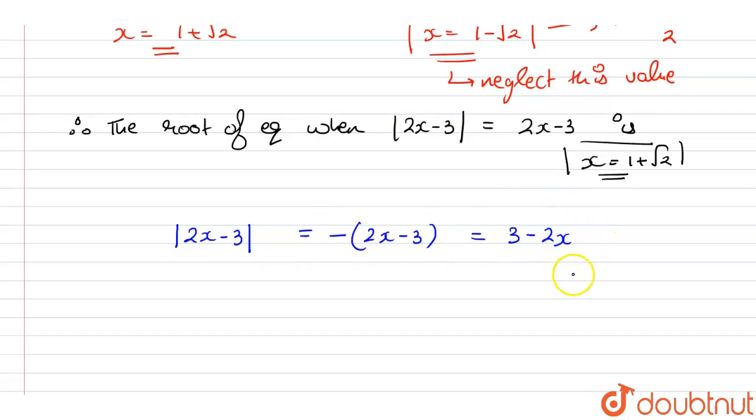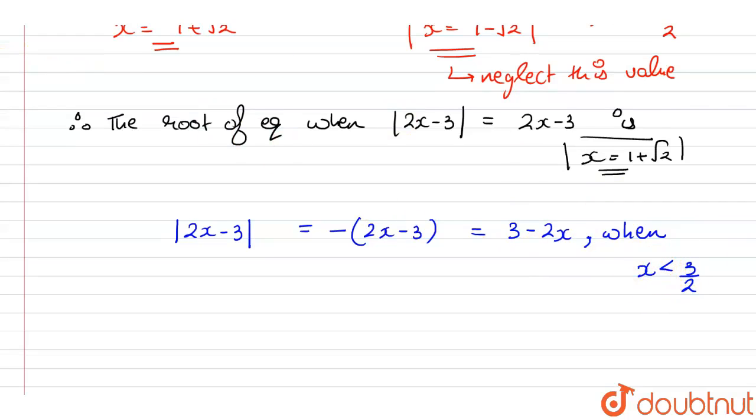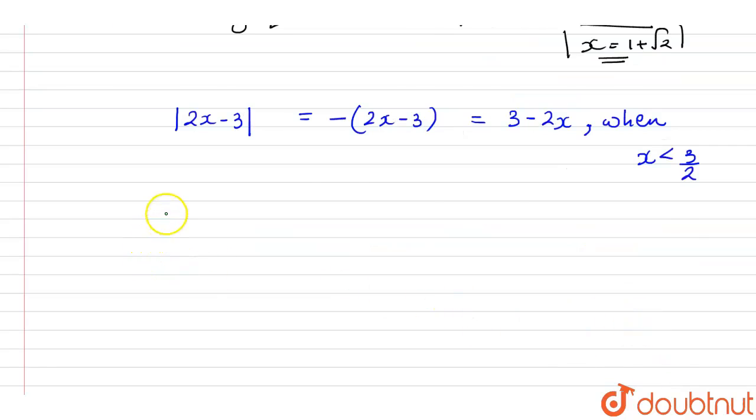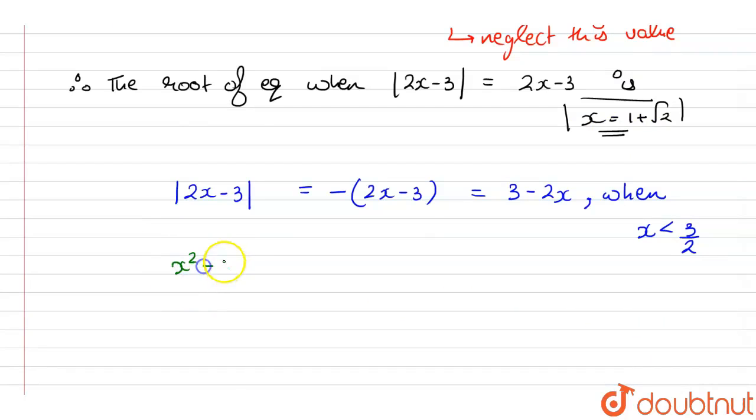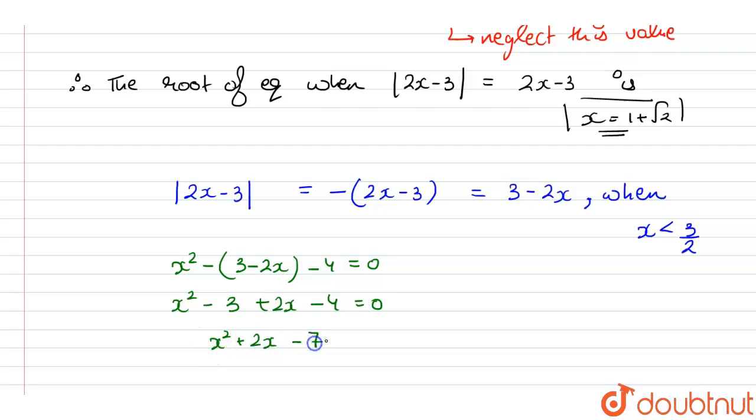So in this particular case, this can happen only when the value of x will be less than 3 by 2. Now the new equation will become, if we put the value of |2x minus 3| into the equation, x square minus (3 minus 2x) minus 4 equals 0, because |2x minus 3| has now become 3 minus 2x. So this will be x square minus 3 plus 2x minus 4 equals 0, so x square plus 2x minus 7 equals 0.